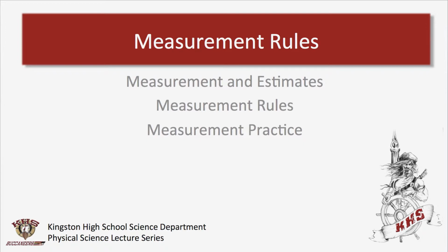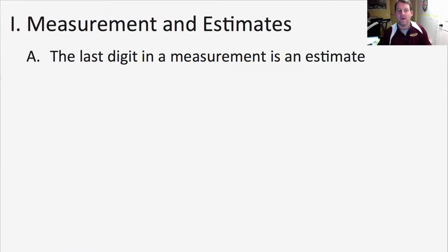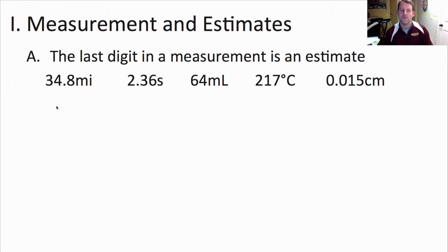Let's get started. So in measuring, the last digit in any measurement is an estimate. As people, we're pretty good at estimating stuff, and because we want the best measurement possible, we allow for one estimation in our measurement. What that means is, when you see a number like 34.8 miles, that means that this last digit is an estimate. It wasn't maybe exactly 8, it looked like 8, but it may have been a 7 or a 9. It was someone's estimate of what they thought it was.